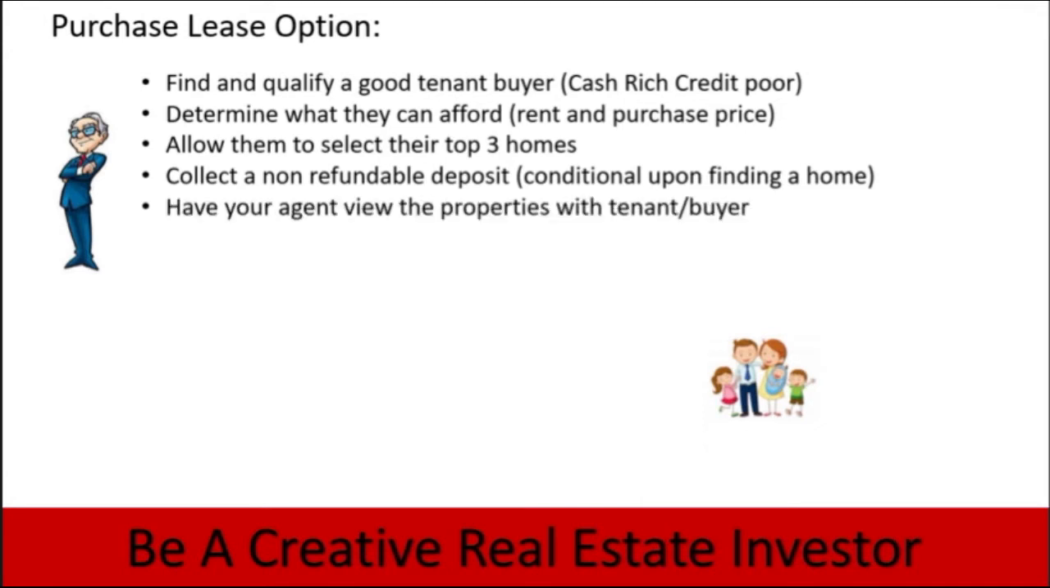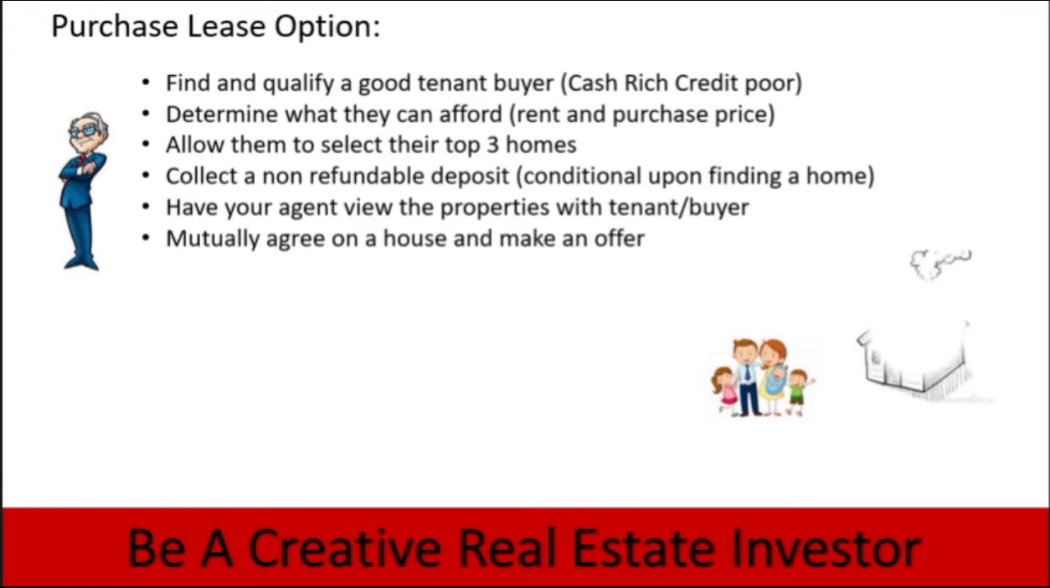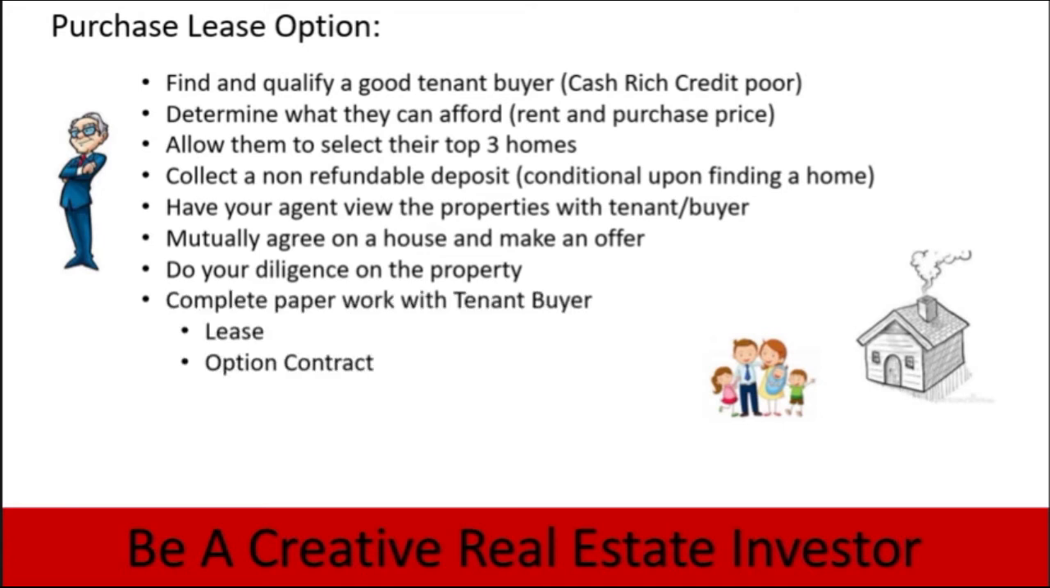Once you've got this in place, you then have your real estate agent, who's working for you under your guidelines, looking at properties through your eyes. So they're representing you. You have your agent actually go and view the 3 properties with the tenant buyers to see if they actually are suitable. And once you mutually agree upon a house, you then make an offer to purchase that house. You then do your typical diligence on the property, such as inspection, financing, etc. And while you're doing this, you're going to complete the paperwork with the tenant buyer as well.